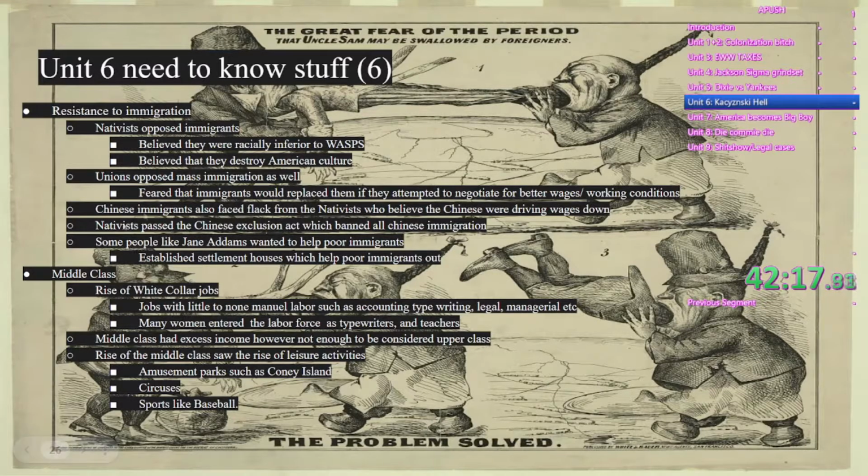However, you also had some people like Jane Addams who wanted to help poor immigrants and thus established settlement houses, which helped poor immigrants out, especially in Chicago. Actually, they were in Chicago, correction on my part.